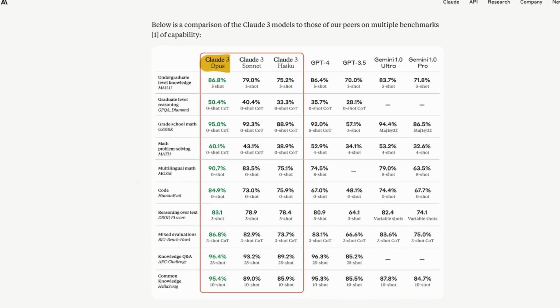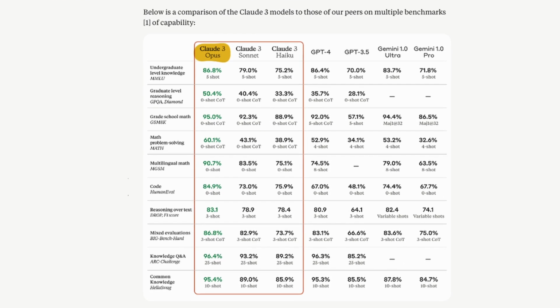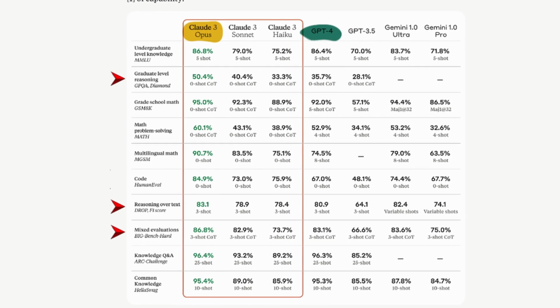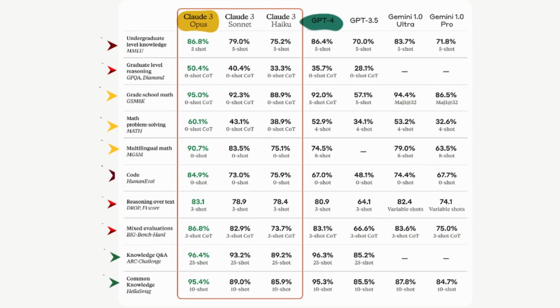Claude 3 Opus by Anthropic stands out with its impressive performance, supposedly outperforming GPT-4 in reasoning, world knowledge, math, and code generation.